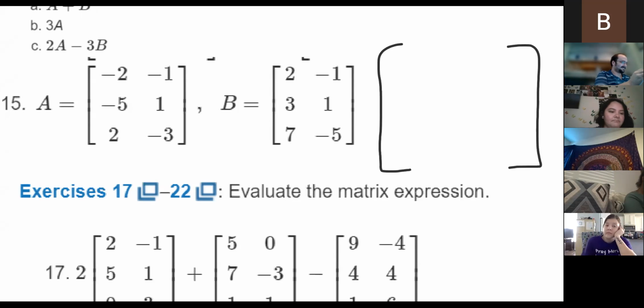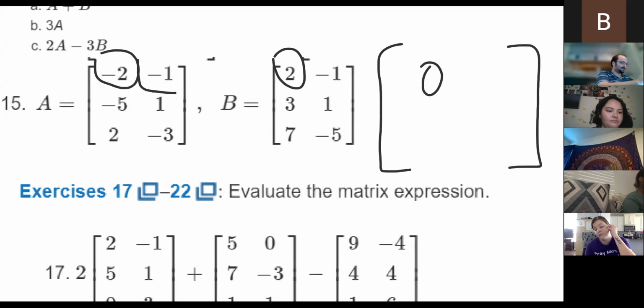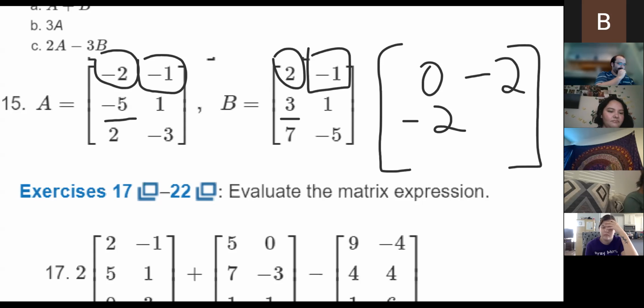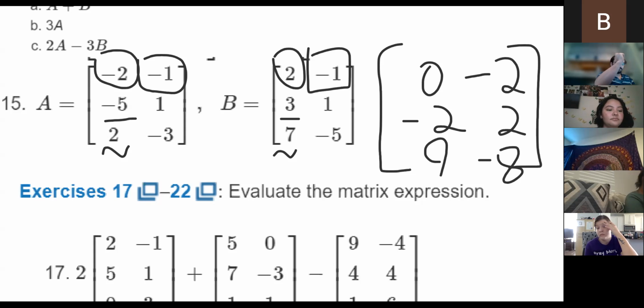So negative 2 plus 2, that's a 0. Upper left. Negative 1 plus negative 1, negative 2. Negative 5 plus 3, it's going to be another negative 2. 1 plus 1, 2. Okay, this one is 6. 2 plus 7 is 9. And the negative 3 plus negative 5 is going to be negative 8. Oh, beautiful. That's it. Look at that. You're already a matrix adding pro over there. Okay, so that was 15 part A.